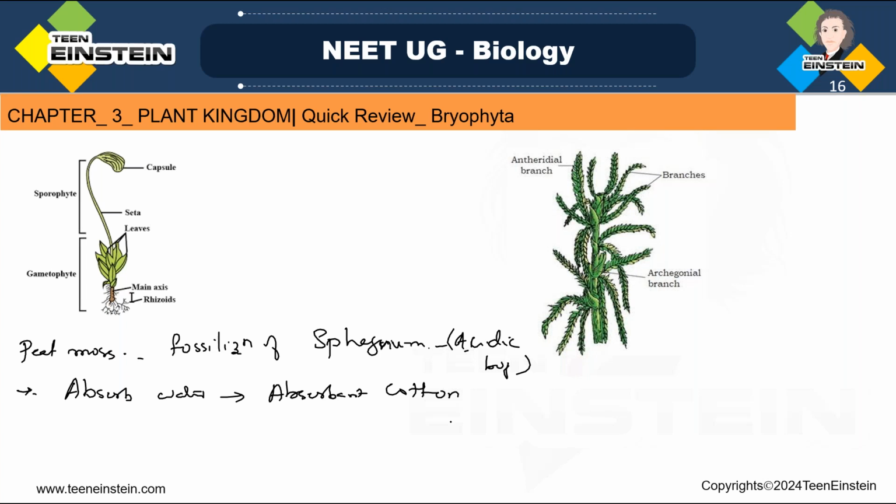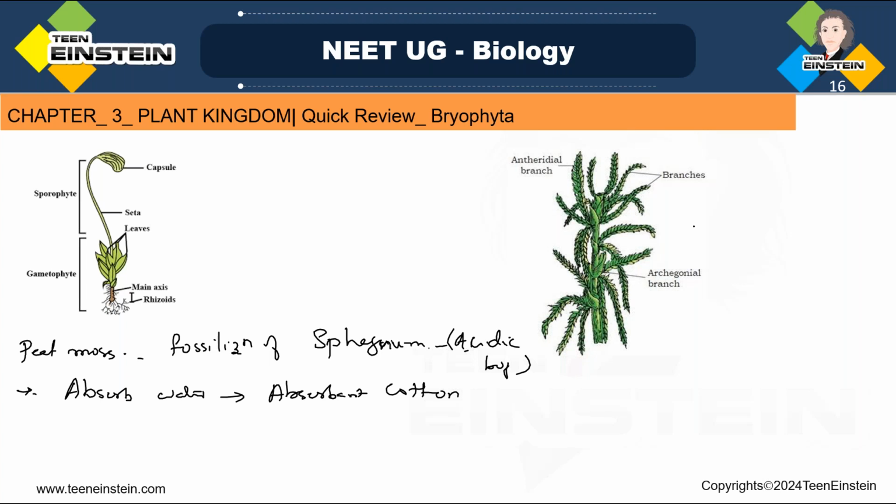So mosses, along with lichens, are the first organisms to colonize rocks. So they have higher ecological importance, and they decompose rock, making a substrate which is suitable for the growth of higher plants. Okay. Nowadays, for gardening purposes, mosses are also being used. So these are the main uses. Like Sphagnum is very important.